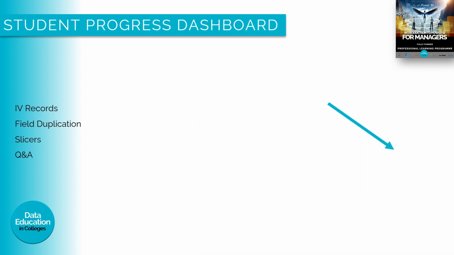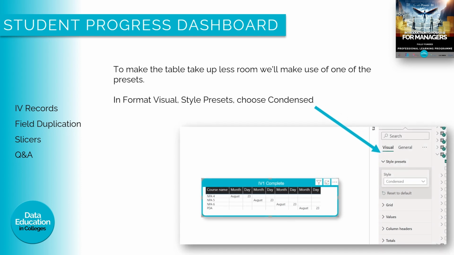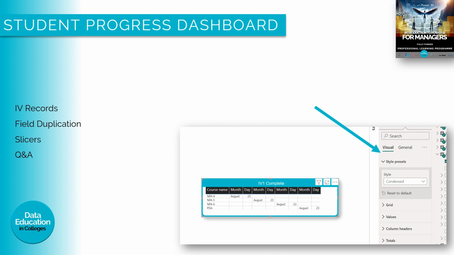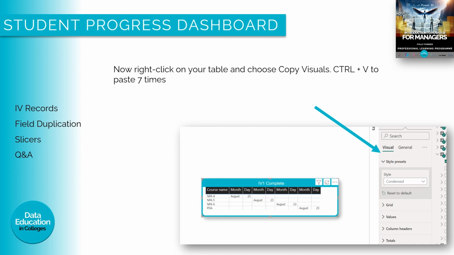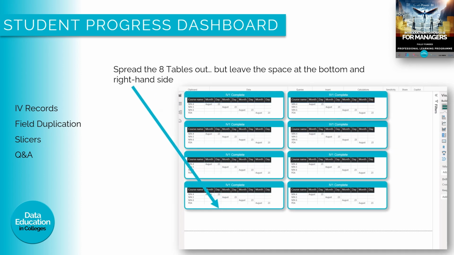Also, to make the table take up a bit less room, we'll make use of one of the presets, Format Visual, Style Presets, and choose Condensed. Now, right click on your table, choose Copy Visuals, and then Control V to paste and do that 7 times. Spread the 8 tables out, but as per there, leave a wee space at the bottom on the right hand side because we'll use those in a wee minute.